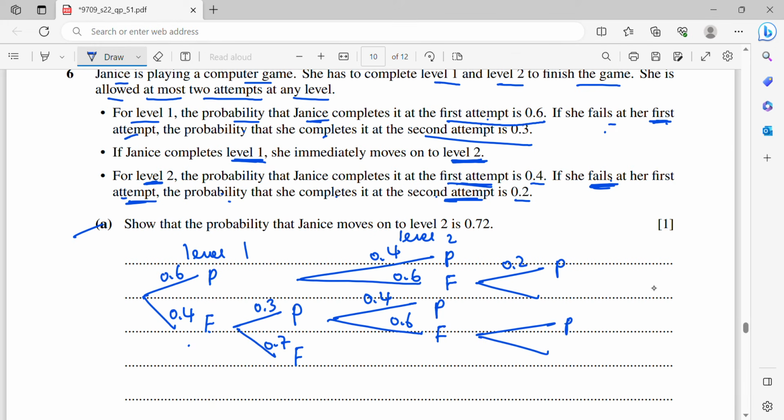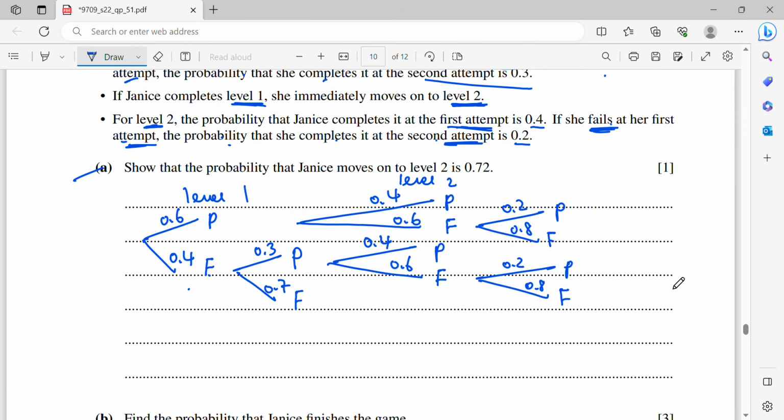Fail and pass, 0.2. This is 0.8. Here is 0.8. Right? So this is going to be the tree diagram for this question. Now, show that the probability that Janice moves on to level 2 is 0.72.